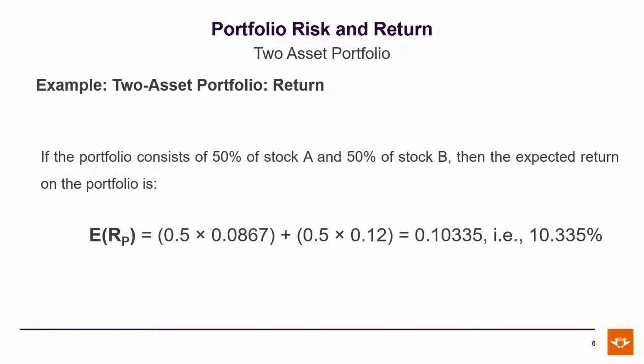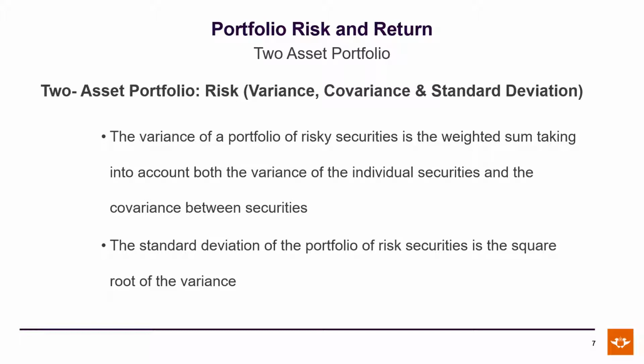I talked in the previous slide about not taking too much risk. So how do we know how much risk we have in these assets and in the portfolio as a whole? So when we look at a portfolio, the variance and the standard deviation, which are our measures of risk, look at the variance of a portfolio of risky assets is the weighted sum, taking into account both the variance of the individual securities and the covariance between securities. And the standard deviation of the portfolio of risky securities is the square root of the variance. We've talked about that before.